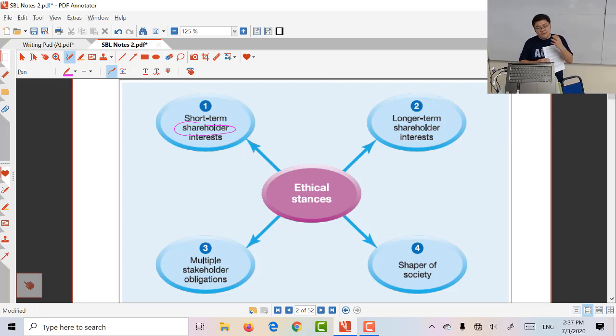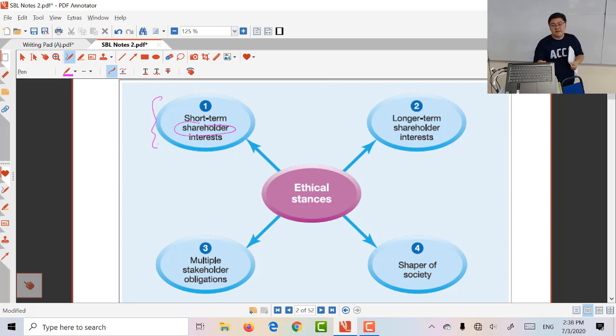And the position is short term. Meaning, if you only look at making the most return in the shortest time, will you even think of investing in CSR? From a director's point of view, do you think that investing in CSR is capable of helping you to make even more profit? Maybe it can, right? But short term, can or not? It's definitely not short term. It's definitely a long-term thing.